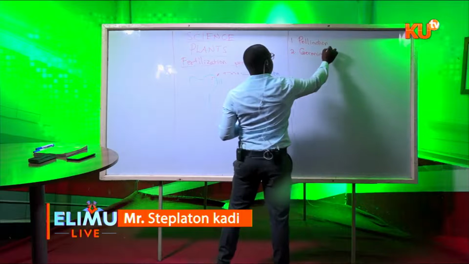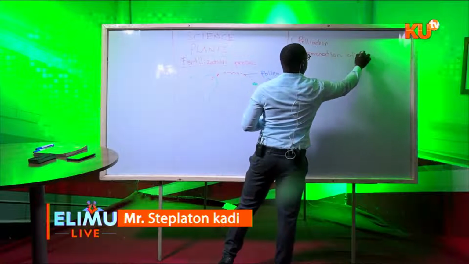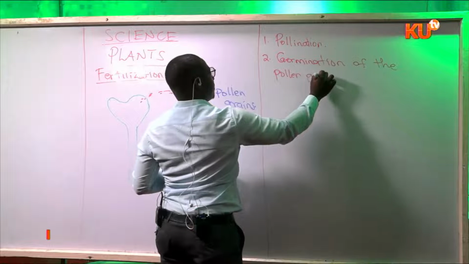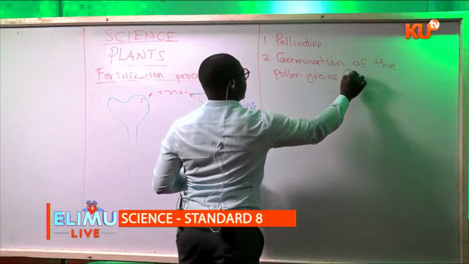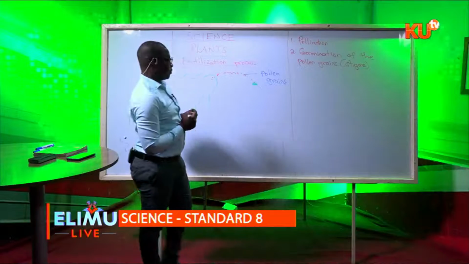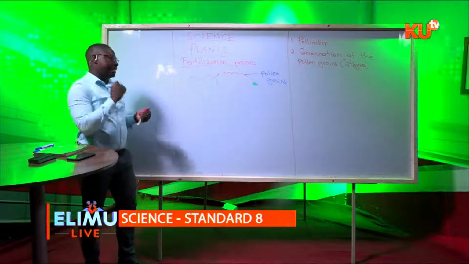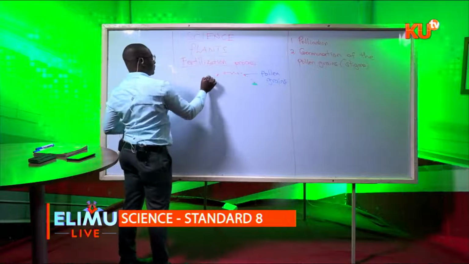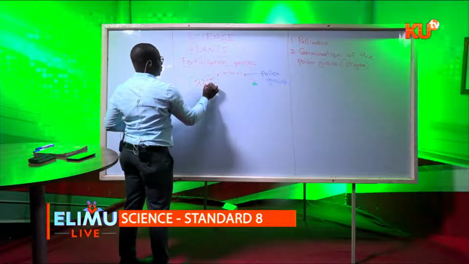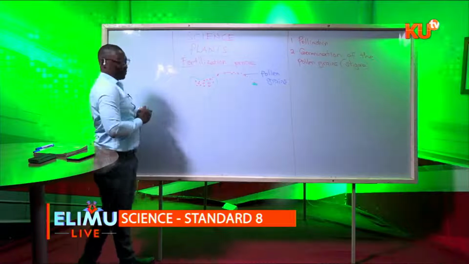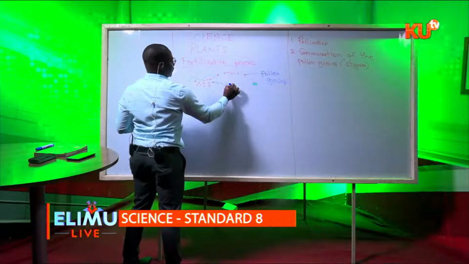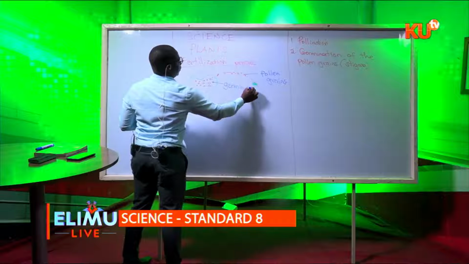Germination of the pollen grains takes place in the stigma. Once the pollen grains reach here, they start to germinate. So the next process that happens in the stigma is germination of the pollen grains.